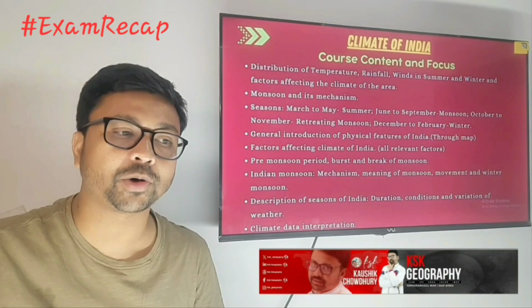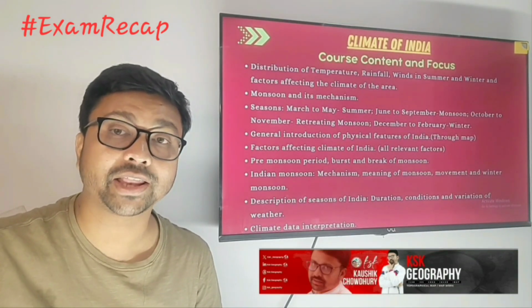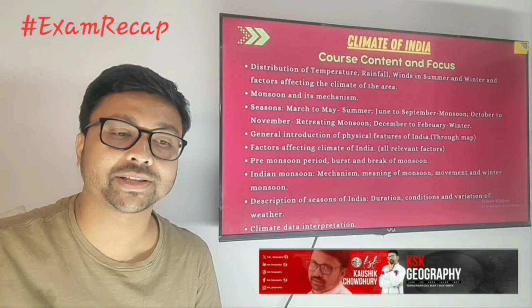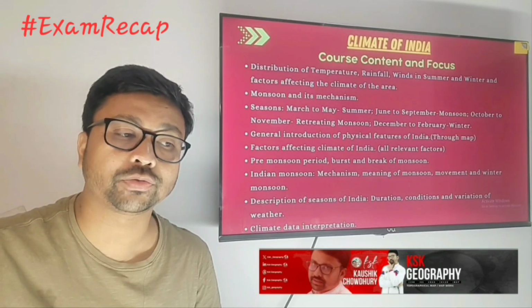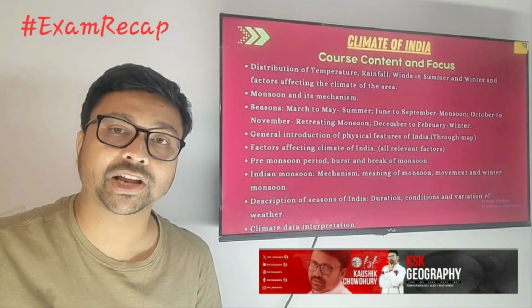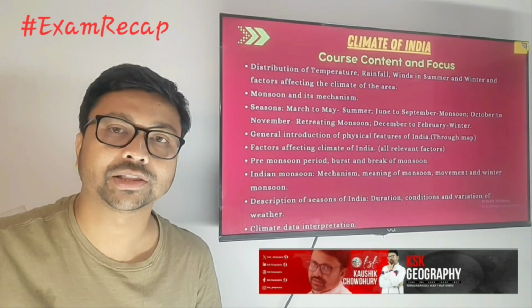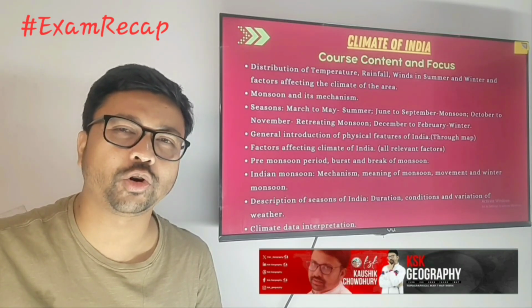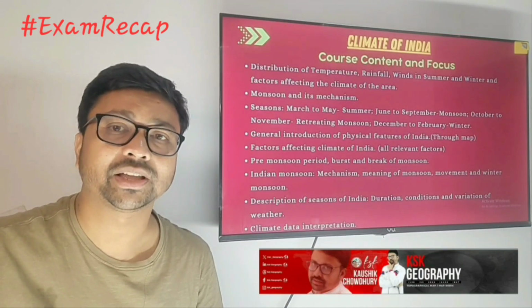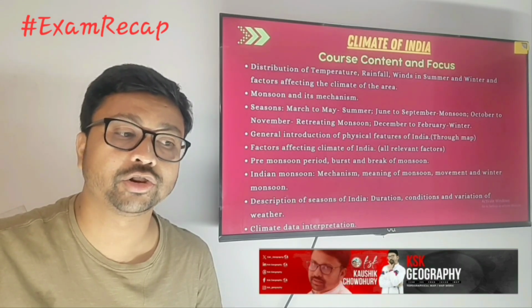What are the key things you need to study from this chapter? First of all, you need to know about the distribution of temperature, rainfall and wind direction during different seasons of India. You need to focus on the factors affecting the climate of India and the mechanism of monsoon. The three theories are there, and you need to focus on them. Next, the most important part, the four seasons of India. You need to know the details, that is, the features and climatic conditions during those seasons.